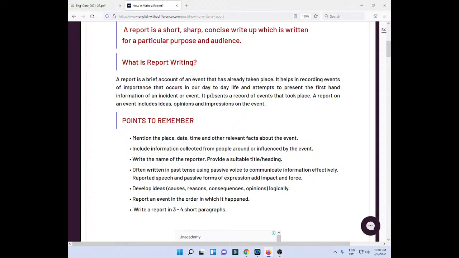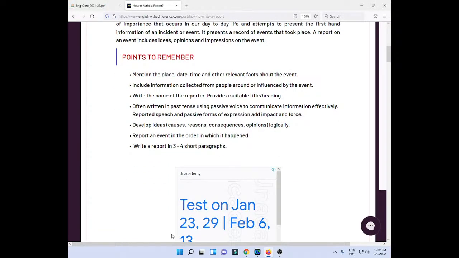Now we shall learn some of the value points of a report. What are the important do's and don'ts that we need to remember when it comes to writing the report? So dear students, you need to mention the place, date, time, and other relevant facts about the event.